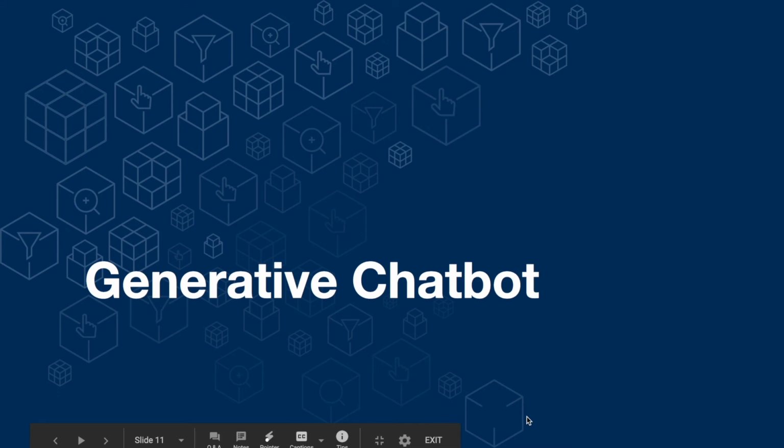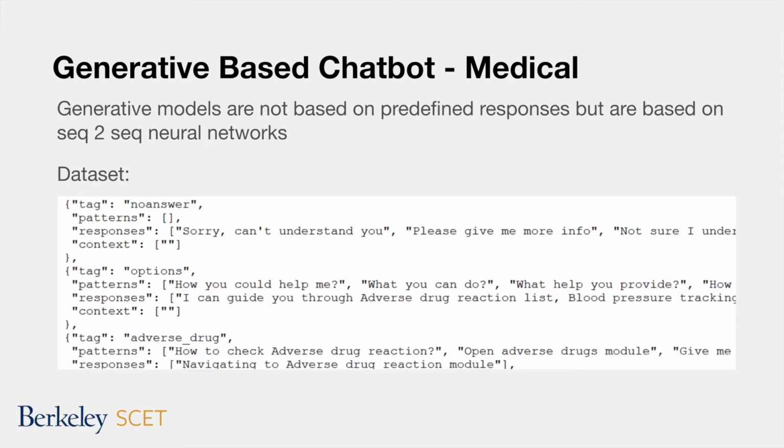So moving on to the last project, we'll be looking at a generative-based chatbot. The difference between a generative-based chatbot compared to a retrieval-based chatbot is that generative models are not based on predefined responses, but actually based on sequence-to-sequence neural networks. For this specific example, we'll be looking at a medical-based chatbot, so the patterns, responses, and tags will be based off of medical responses and what a medical chatbot would need to respond to.